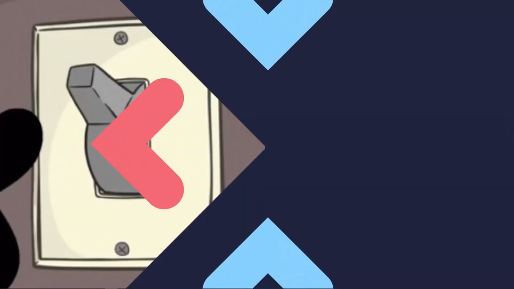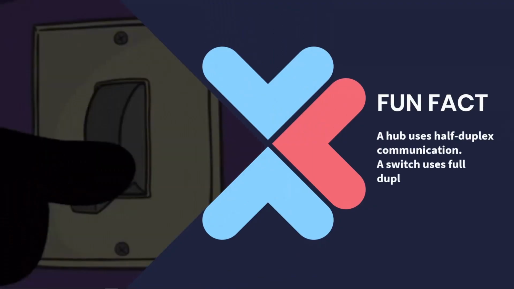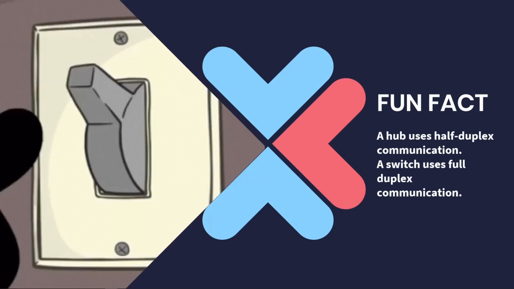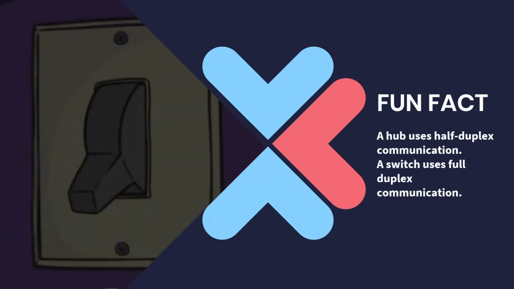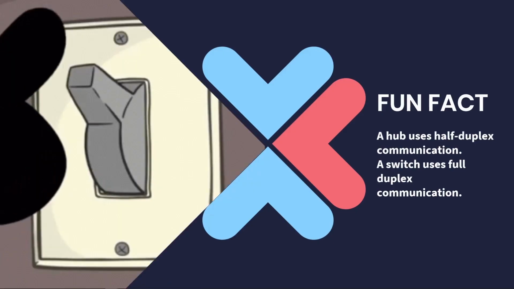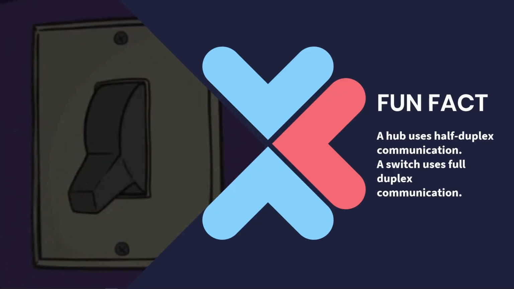Let's stop for a quick fun fact. Do you know the difference between a hub and a switch? A hub uses half duplex. Communication in a hub allows the transmission of traffic in both directions, but not simultaneously. A switch uses full duplex. Communication in a switch allows the transmission of traffic in both directions simultaneously.